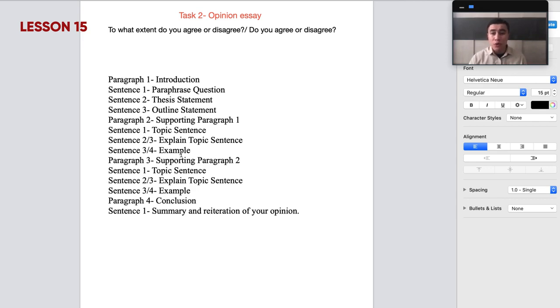So, the second paragraph of your body is very similar to the first one. This is going to be supporting paragraph number 2. Again, topic sentence, explanation, and then an example. And of course, the last paragraph is going to be your conclusion. So you should remember that in your conclusion, you should sum up your ideas and of course, restate your opinion. As you can see, it's written reiteration of your opinion. You should repeat your opinion, of course, in a different way. So using different words, simply paraphrase your thesis statement.